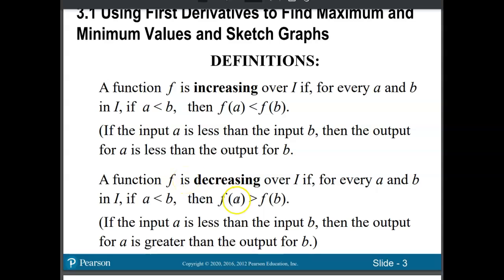For decreasing, it means for every a and b in the interval, also implying here that a is smaller than b, if the y value at a, that's f of a, is larger than the y value at b, so the y value at this first number is bigger than the y value at this number, that means that the y values are getting smaller. So it would be decreasing.